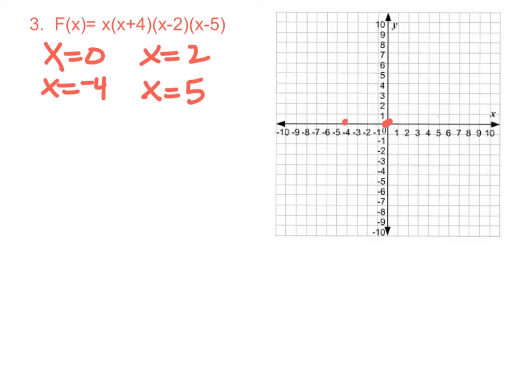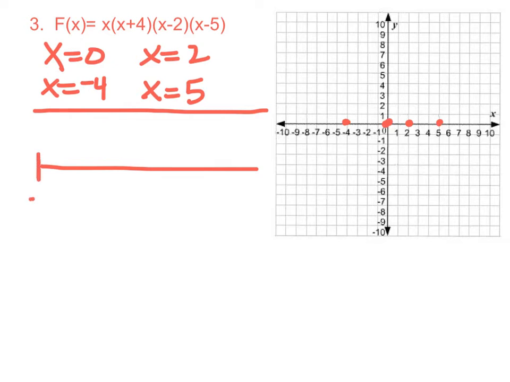So we have 0, -4, 2, and 5. So now what we're going to do is start by trying to find our sign chart for the function. Okay, so -4 is going to go furthest to the left. Oops, my goodness, my pen does not want to work. 5 is going to go furthest to the right, and then we will put 0, and we will put 2 somewhere here.